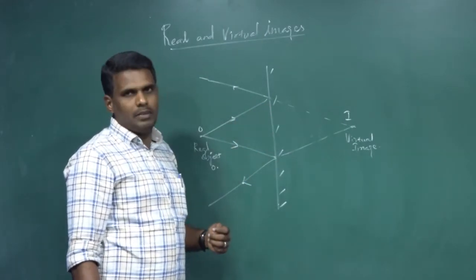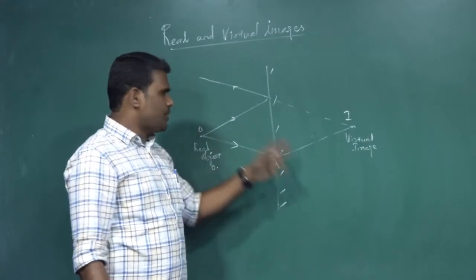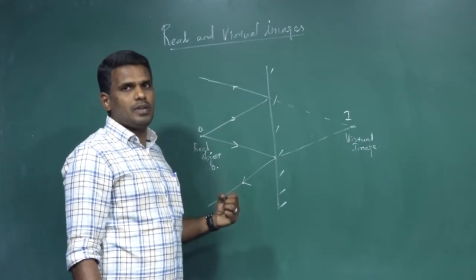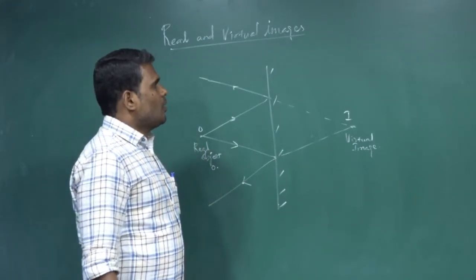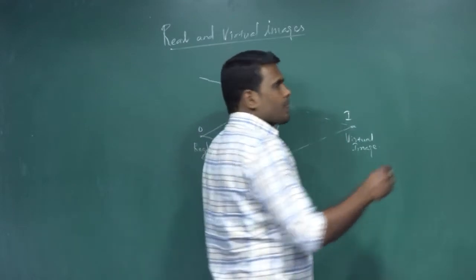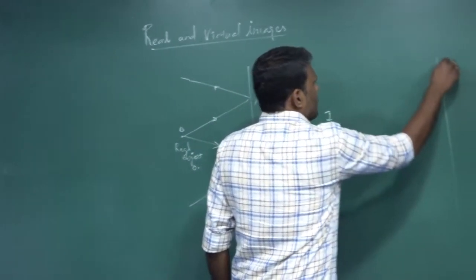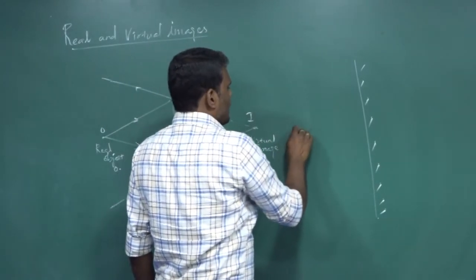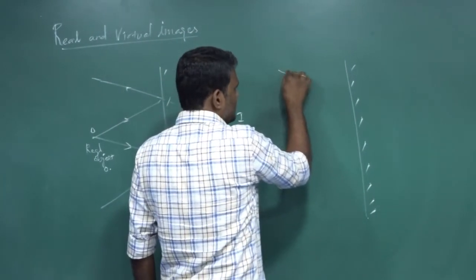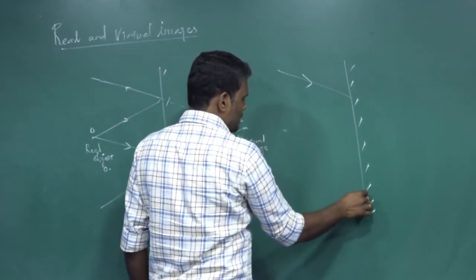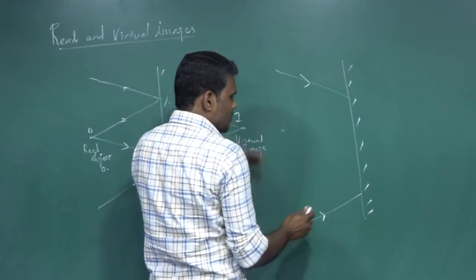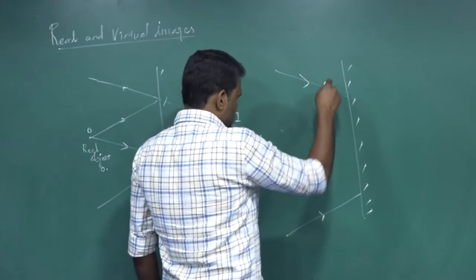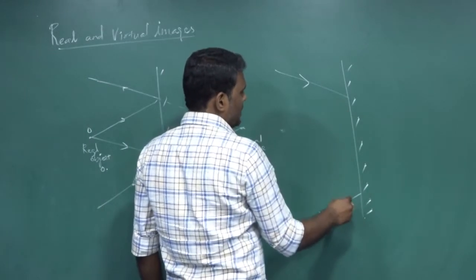Then what about a real image? So a real object produces a virtual image. How will you get a real image? Let us consider a plane mirror. A convergent ray is made to fall on the plane mirror. See this one, this is a convergent ray. It appears to converge. A convergent ray is made to fall on a plane mirror.